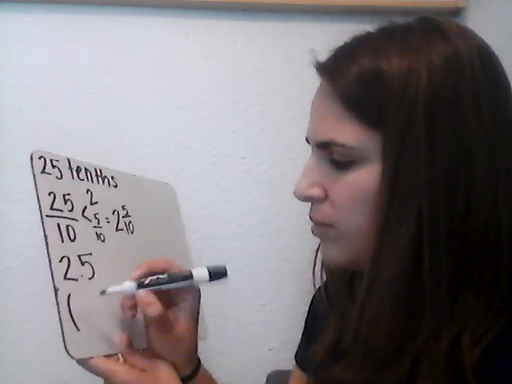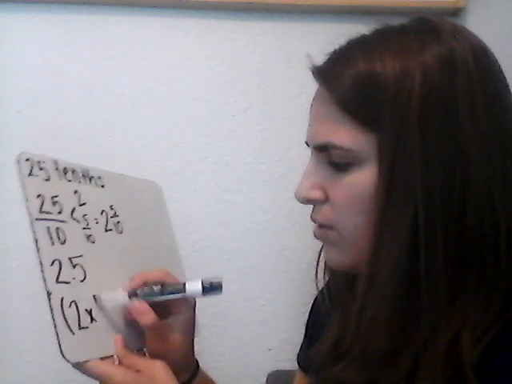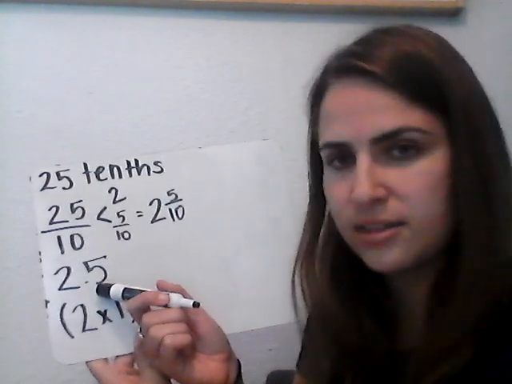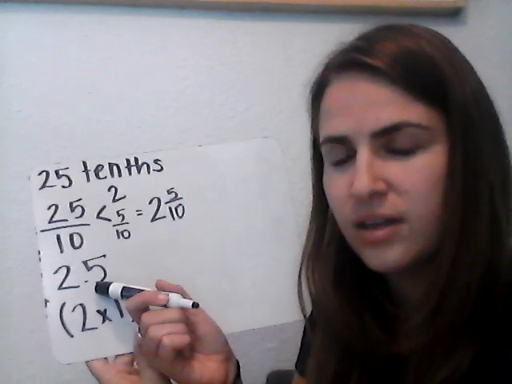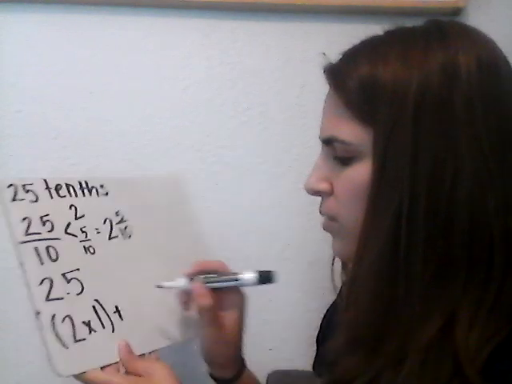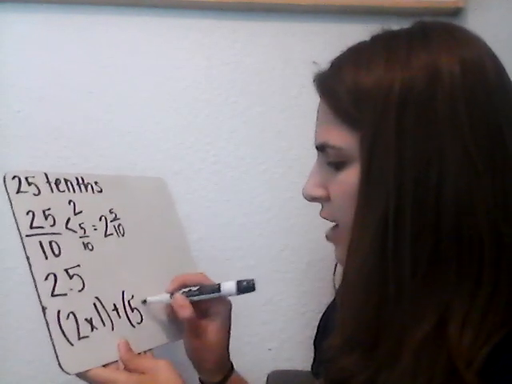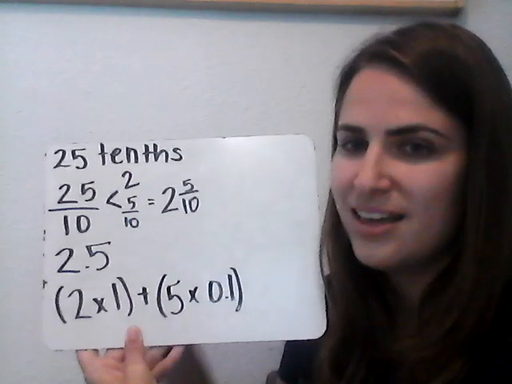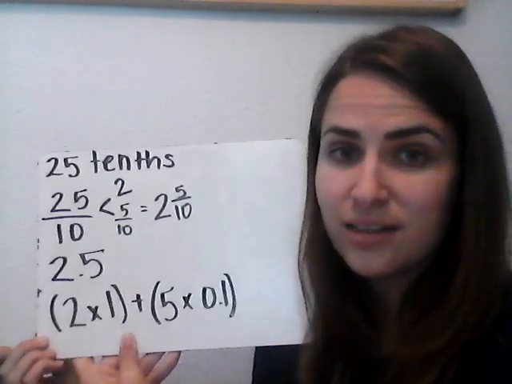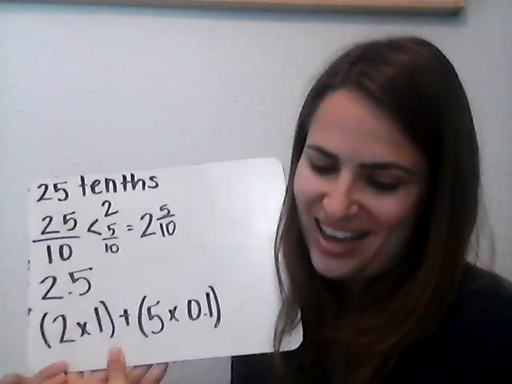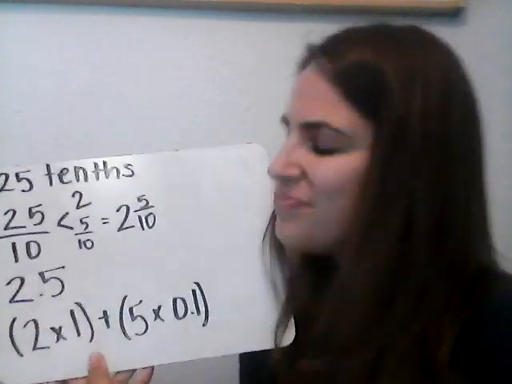So in expanded form, we could show 2 times 1. And then how many tenths do we have? That's right, we have 5 tenths. So we show 2 times 1 plus 5 times 1 tenth. This is 2 and 5 tenths in expanded form. Great work, you guys. And we're almost finished.